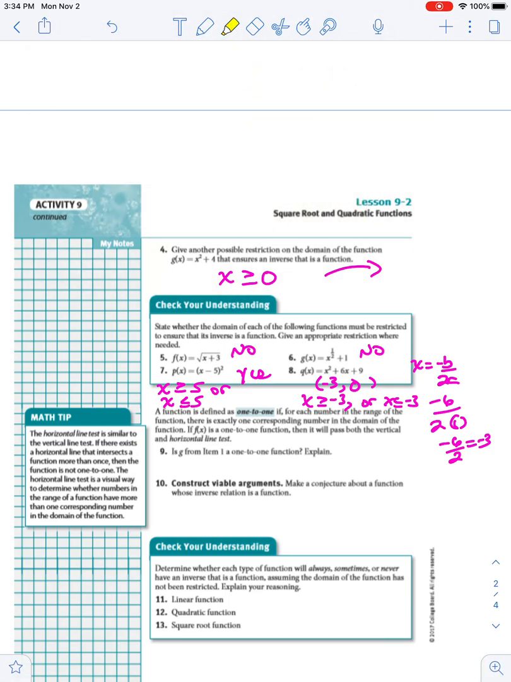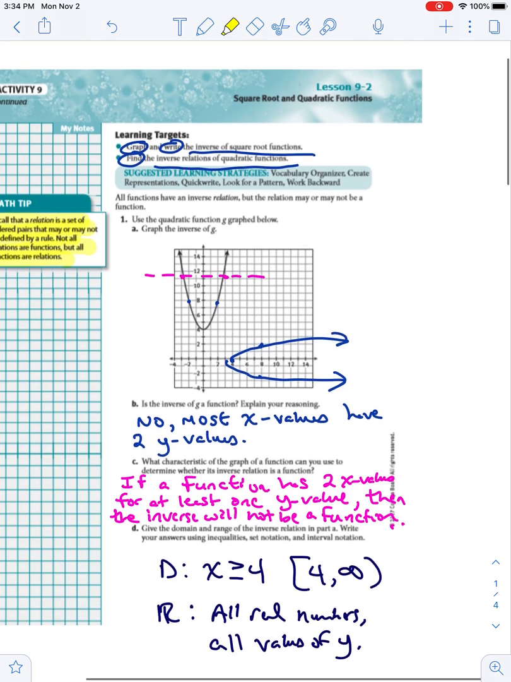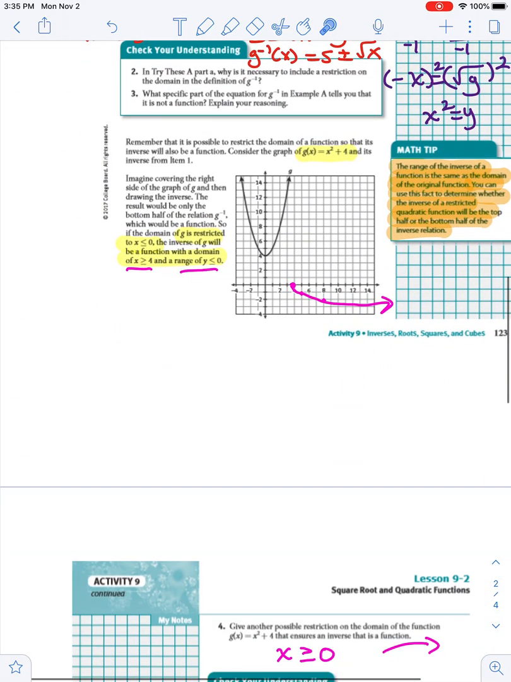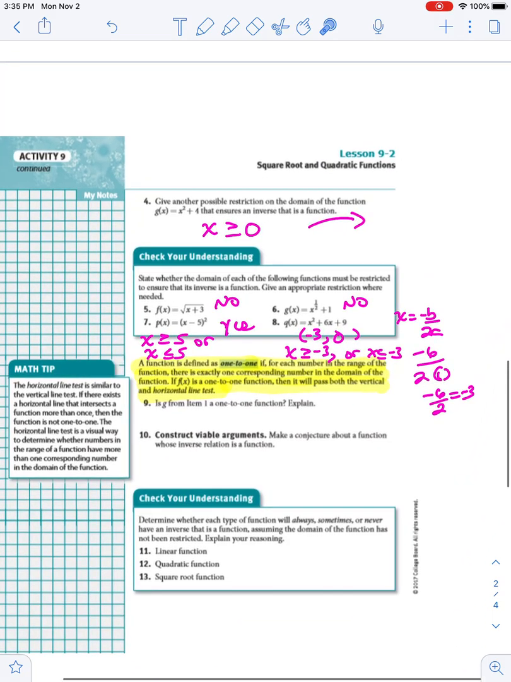All right, a function is defined as 1-to-1. I haven't used that yet, but we talked about the horizontal line test. If for each number in the range of the function, there is exactly one number from the domain. If f of x is a 1-to-1 function, it'll pass both the vertical and the horizontal line test. So from item 1, the question is, is item 1 a 1-to-1 function? And we've already looked at that. We saw that when we drew a horizontal line, it did not pass. It definitely passes the vertical line test. It does not pass the horizontal line test. So it is not a 1-to-1 function.